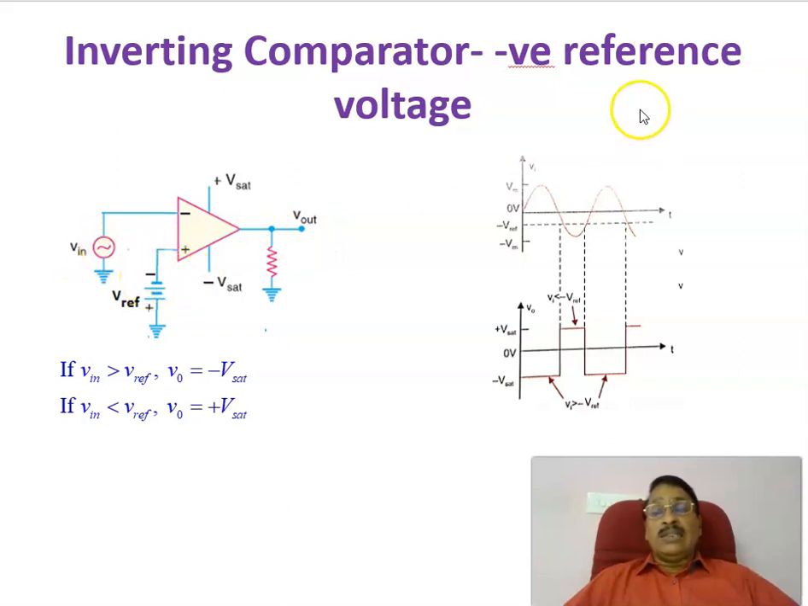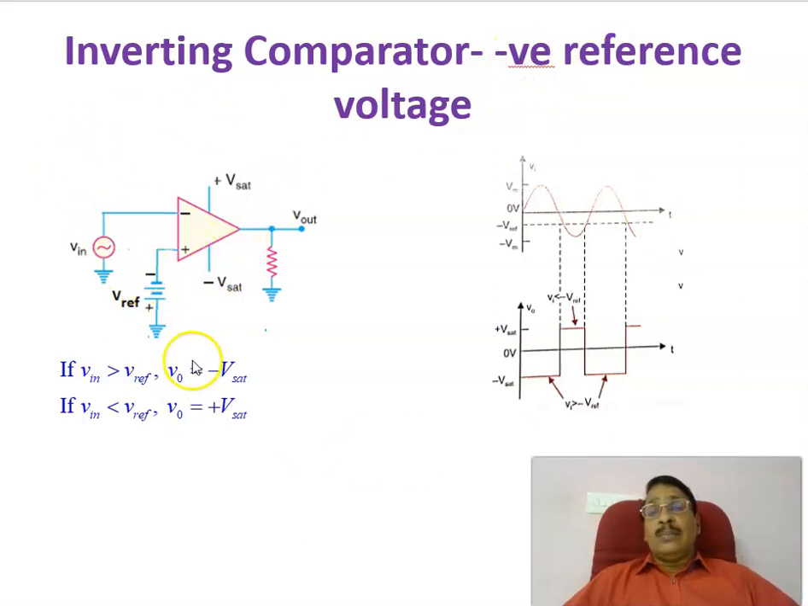Here in this case, you are applying a negative reference voltage, and if input voltage is more than this reference voltage, output equals minus V sat. If input voltage is less than V reference, output equals plus V sat. Therefore, this is an inverting comparator with a negative reference voltage.